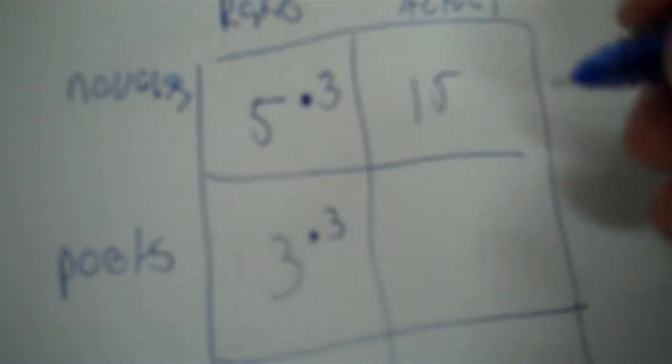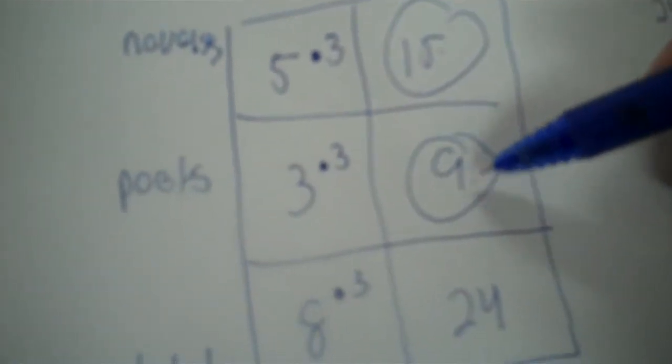Then 5 times 3 is 15. 3 times 3 is 9. And those are your answers. 15 novelists, 9 poets. Just circle. Which makes sense because when I just did this earlier, I had 15 and 9. Okay, next problem.